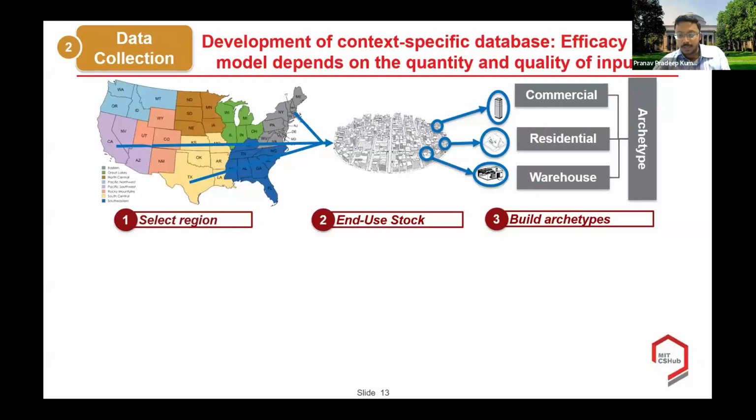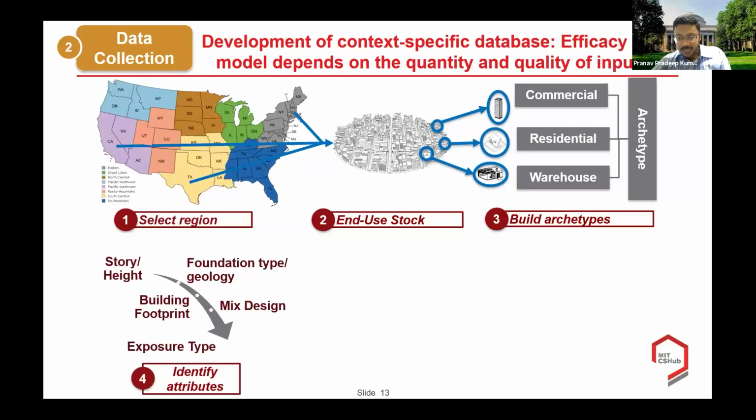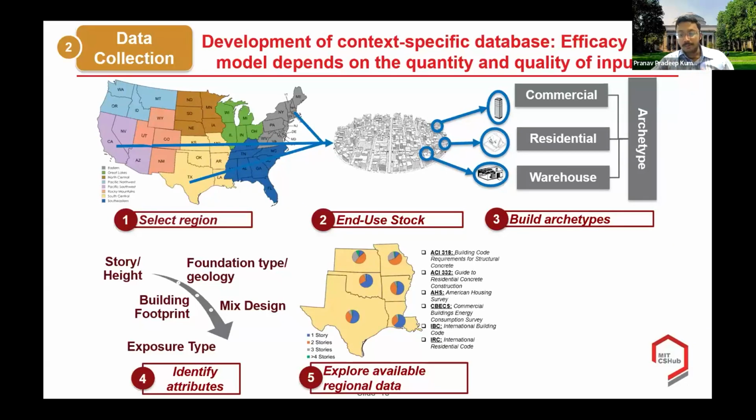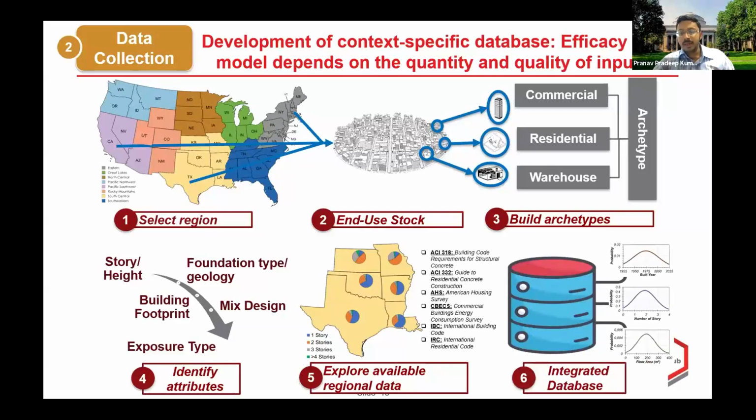And once we build the different archetypes, we identify some of the key attributes that influence carbon uptake for, let's say for buildings, it could be some of the geometric parameters like the building height or the building footprint, which is the floor space, foundation type. And in addition to these, some of the local climate factors, exposure conditions, the mix design, etc. And once we identify the attributes, then we explore available databases, standards, different records and reports to collect information regarding these attributes. And this would help us to develop an integrated database with range of different input information that we can use for our analysis, and then we can extend the same methodology to other contexts and other regions as well.